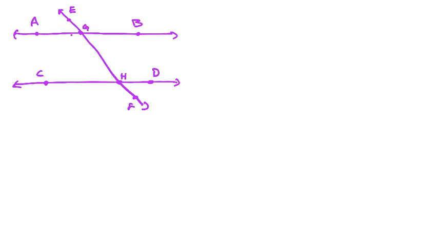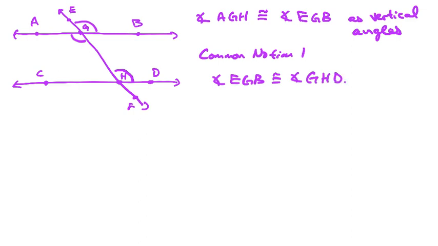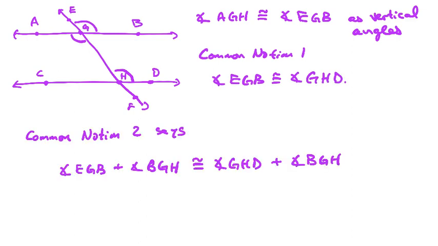So now that we have that our opposite interior angles are congruent, our angle AGH is also going to be congruent to our angle EGB because they are vertical angles. So our common notion number 1 then says that our angle EGB is going to be congruent to our angle GHD. But then common notion 2 says that our angle EGB plus our angle GBH is going to be equal to our angle GHD plus adding the same angle BGH.